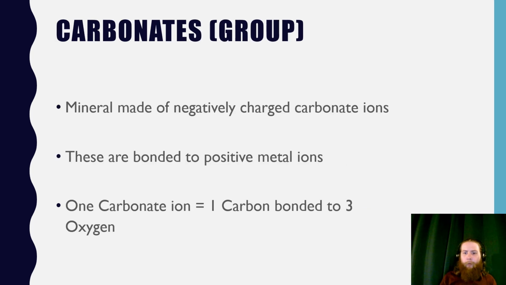Now our next group, so big category, is the carbonates. And they are made of mostly negatively charged carbonate ions, which are bonded to positively charged metal ions. Remember we talked that metals are very commonly positive, and carbon and oxygen, which are nonmetals, are very commonly negative to form these bonds. So one carbonate ion is going to be 1 carbon bonded to 3 oxygens. And then those will form around metal ions.